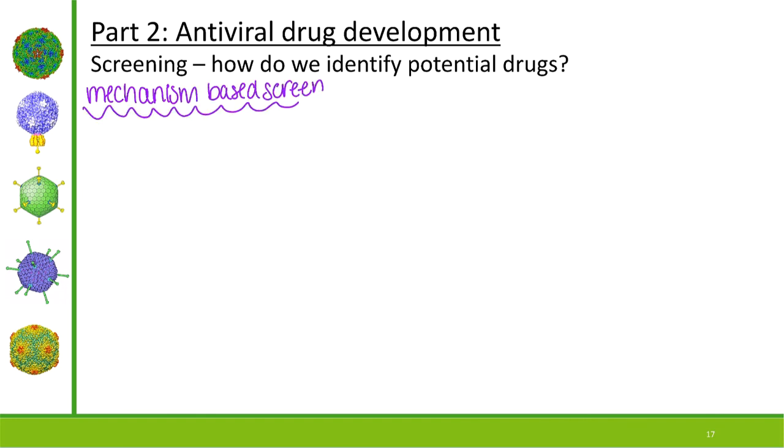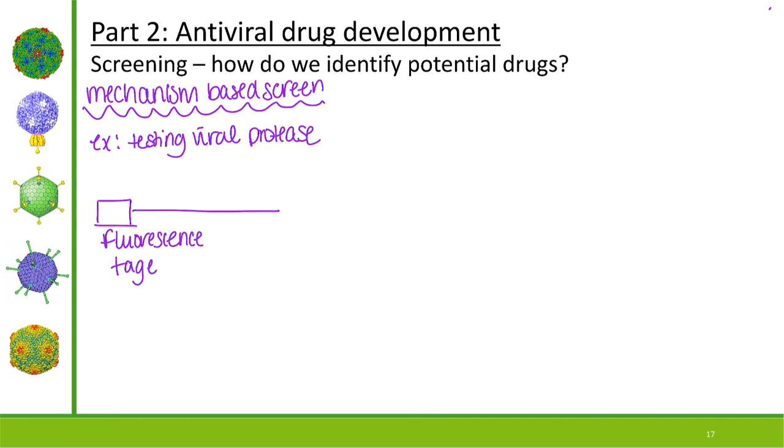the mechanism-based screen. And the example that we're going to talk about for this mechanism-based screen is testing a viral protease. So many viruses have proteases that are involved at different parts of their life cycles. So we're going to model how we can use a viral protease. So our goal here is to target specifically a viral protease. And what we're going to do is develop a fluorescence-based assay.